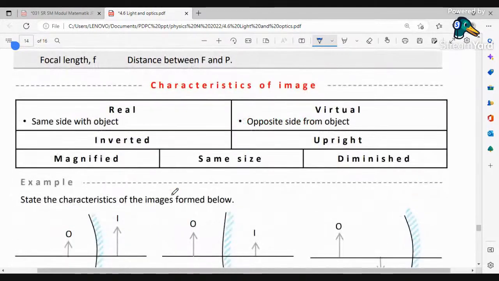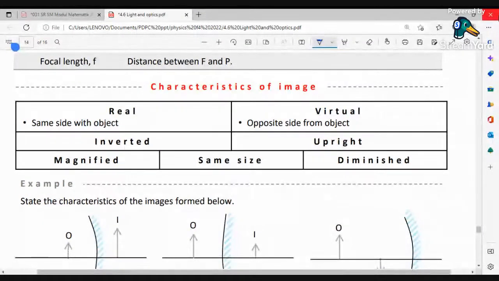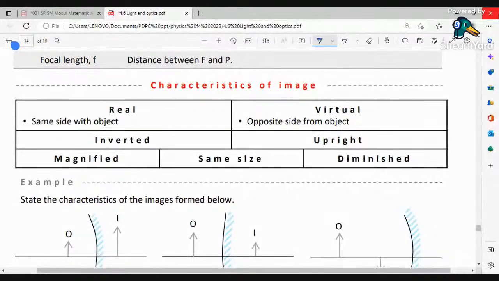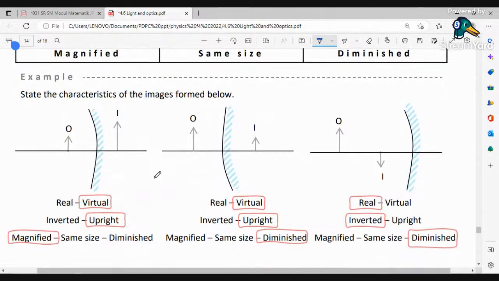Okay, characteristic of image. Same as the lens, kita juga ada konsep real or virtual, inverted or upright, magnified or same size or diminished, sama. Okay, now we look at characteristic of image form below. Mirror, I think you understand.